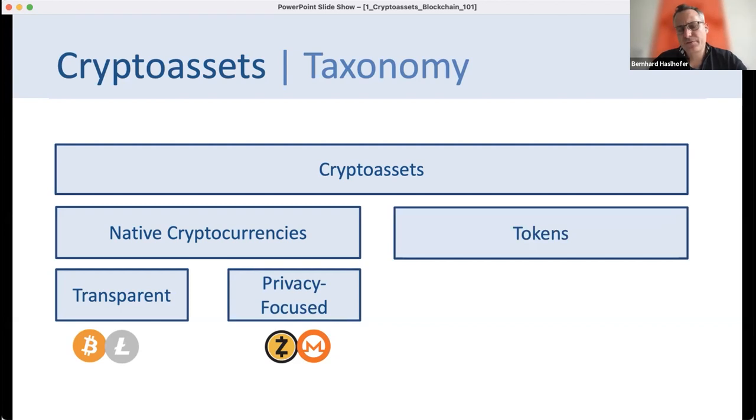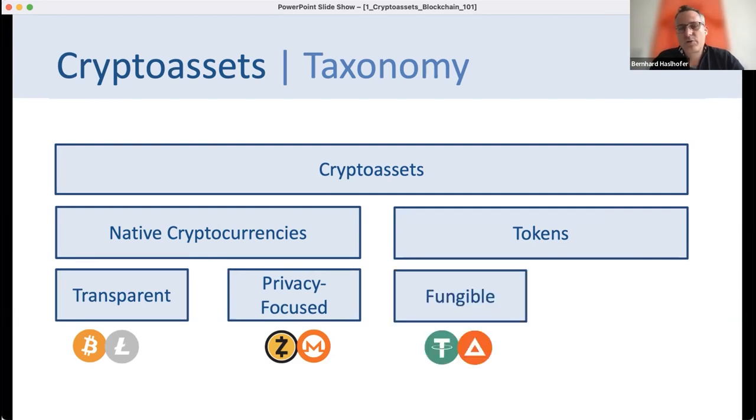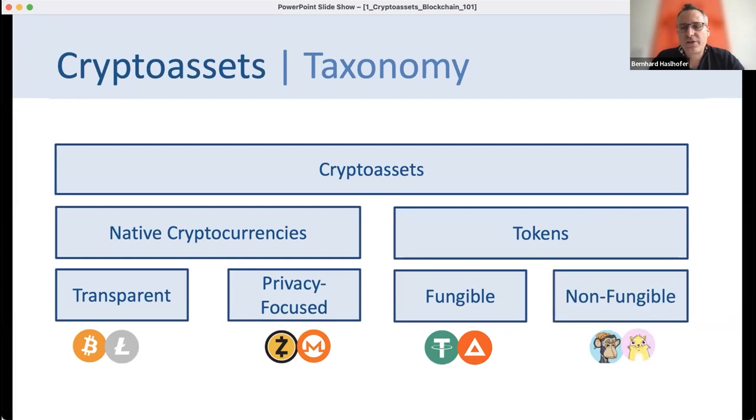On the other side of the spectrum, we also see another type of crypto assets, which is called token. And there we can again distinguish between fungible tokens and non-fungible tokens. The big difference between fungible and non-fungible tokens is this property of interchangeability. So fungible tokens are interchangeable, non-fungible tokens, also called NFTs, are not interchangeable. And you probably read a lot about NFTs in the news in recent years. For instance, they were used for auctioning artworks recently.